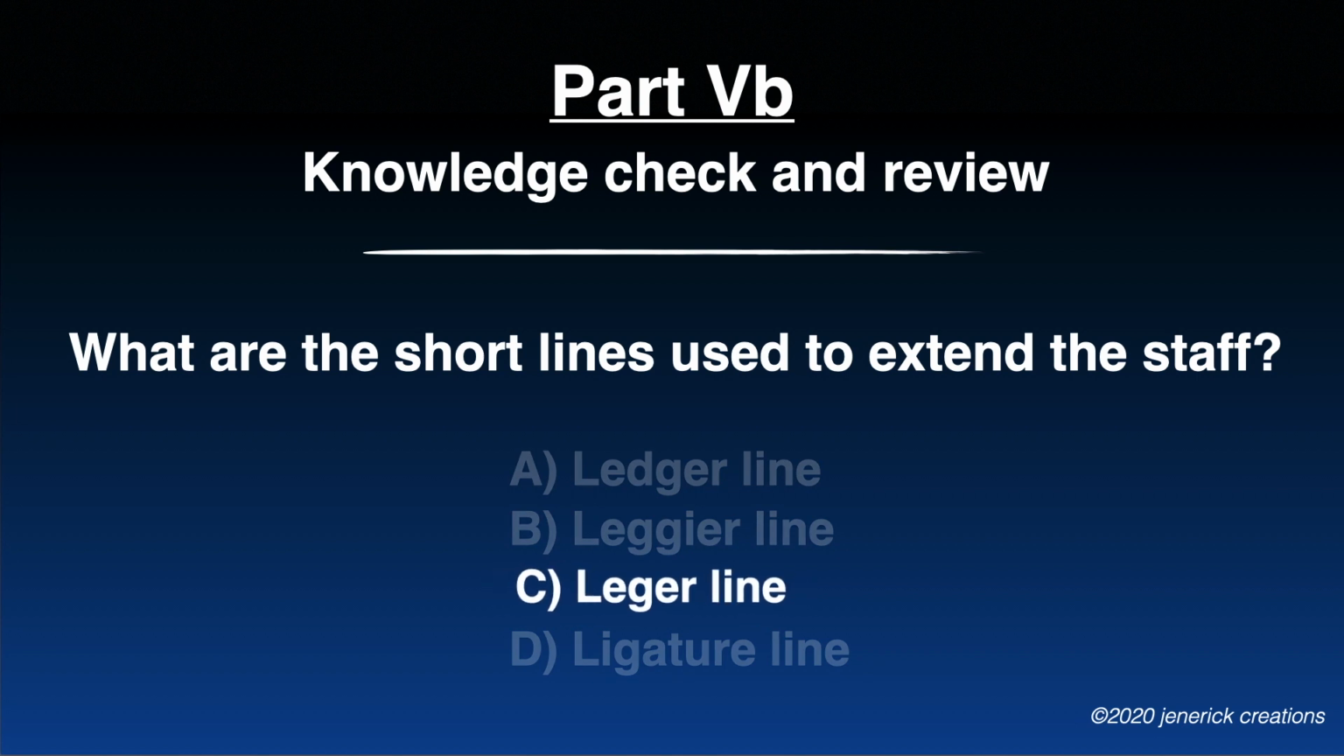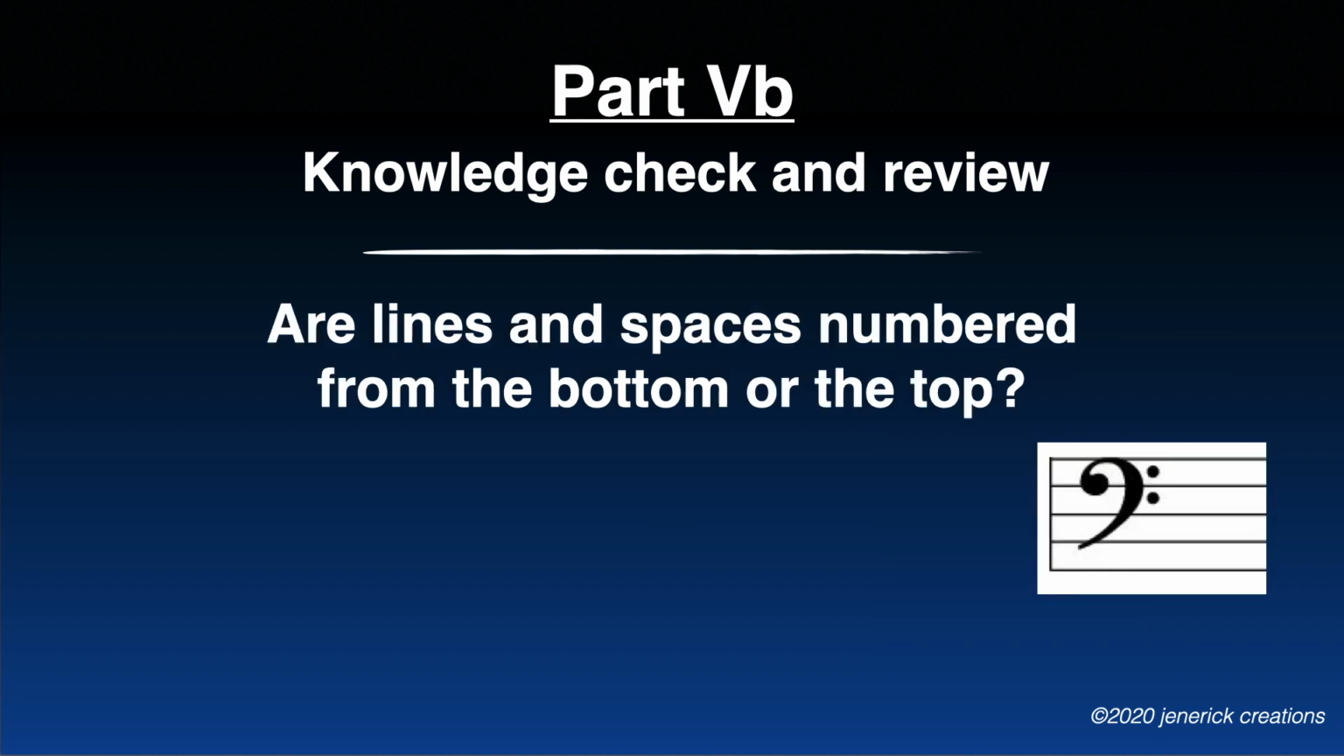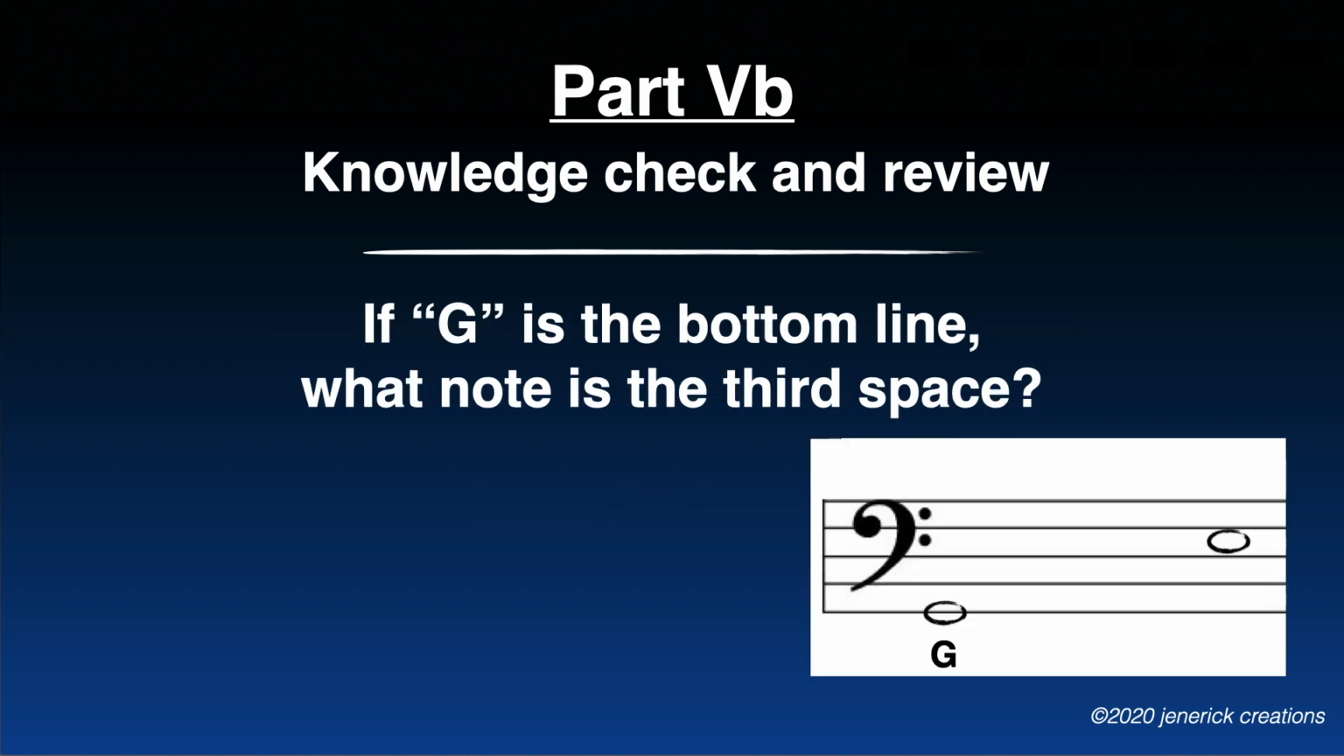That would be the ledger line, spelled L-E-D-G-E-R. What note is the bottom line of the bass staff? That is G. Are lines and spaces numbered from the bottom or the top? They are numbered from the bottom. If G is the bottom line, what note is the third space? There's our G, and we just work our way upwards. That would be E.